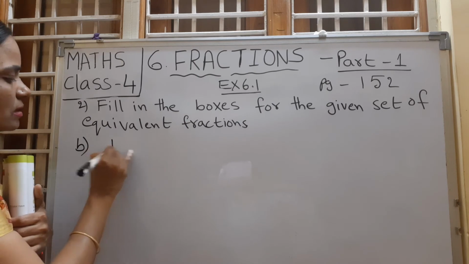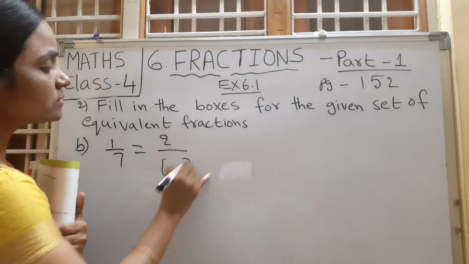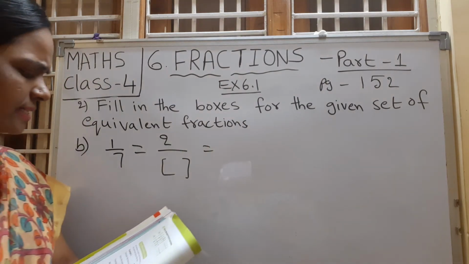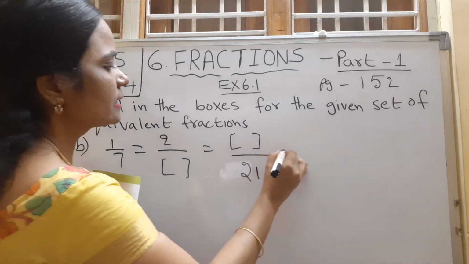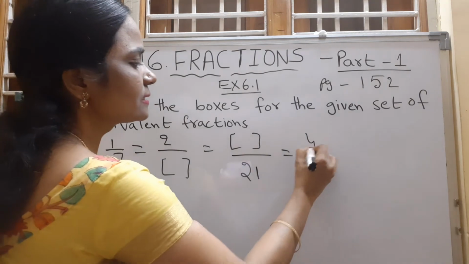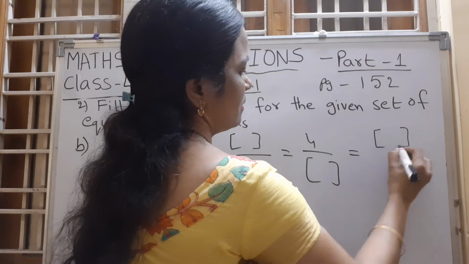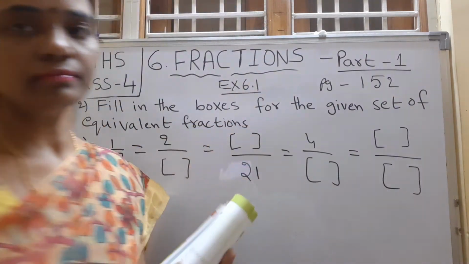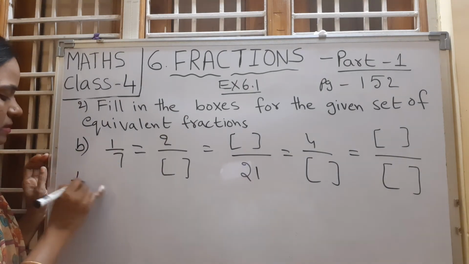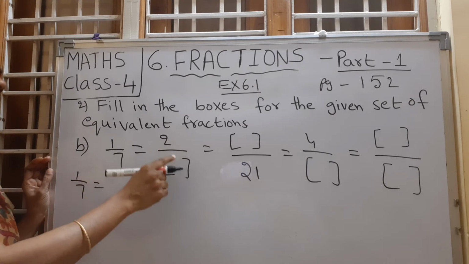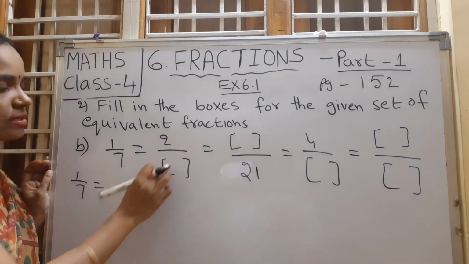B bit is 1 by 7 is equal to 2 by dash, next dash by 21, next 4 by dash, next dash by dash. Yeah. So the first fraction is 1 by 7. First one is the 1 by 7. 1 by 7 after 2 by dash is there. What is the missing number here? Denominator we have to find out.